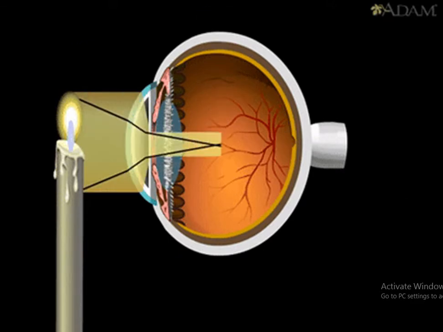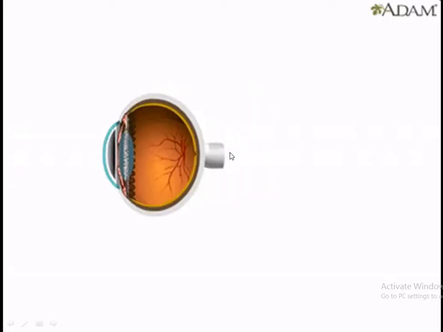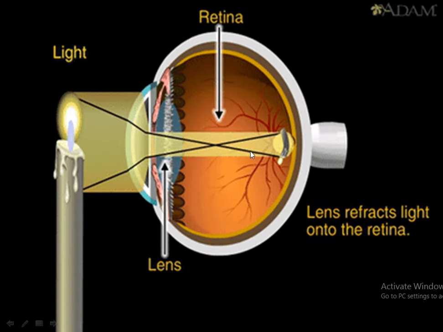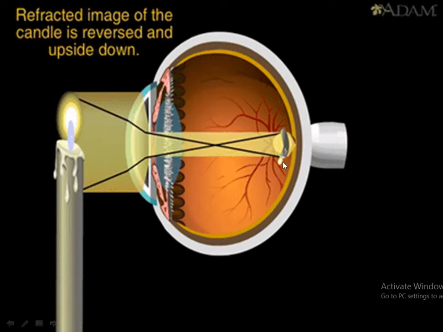One more animation to show how the image is going to form once the light rays cross the lens and reach the retina. You can see the image is inverted, reversed and upside down.